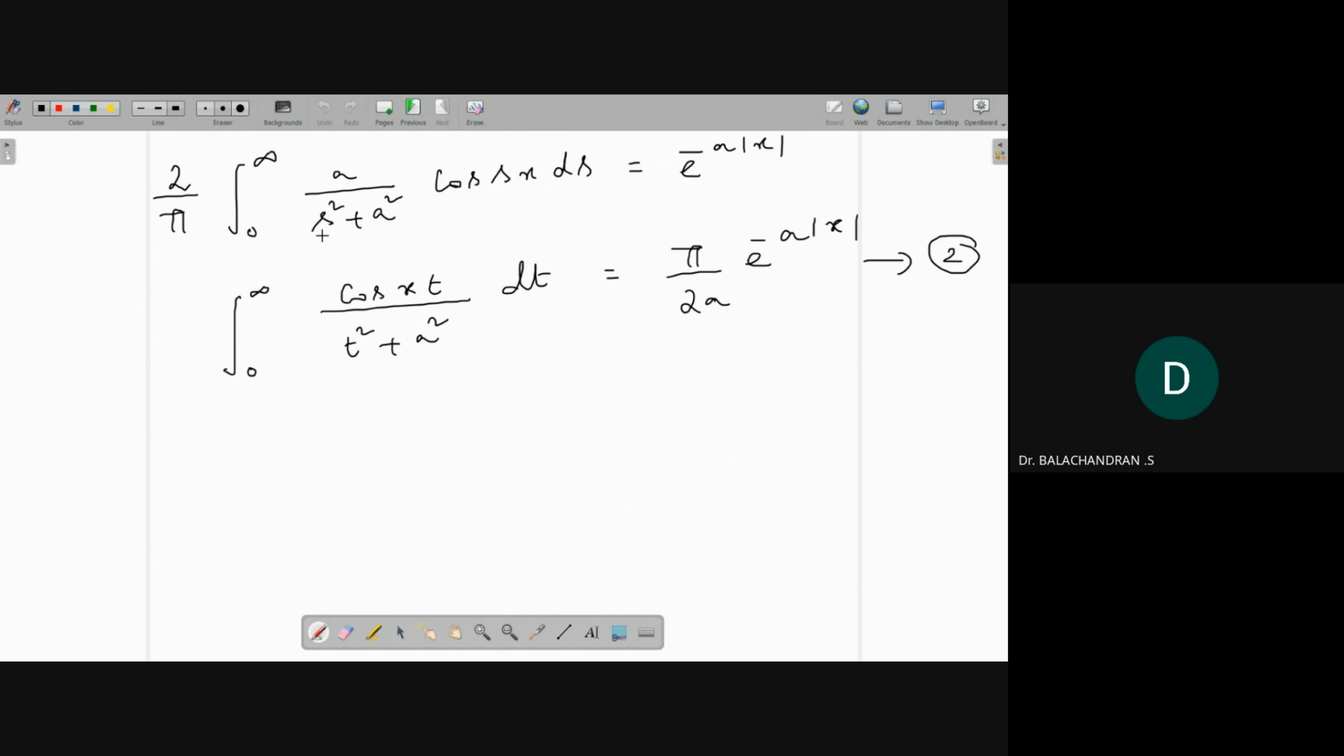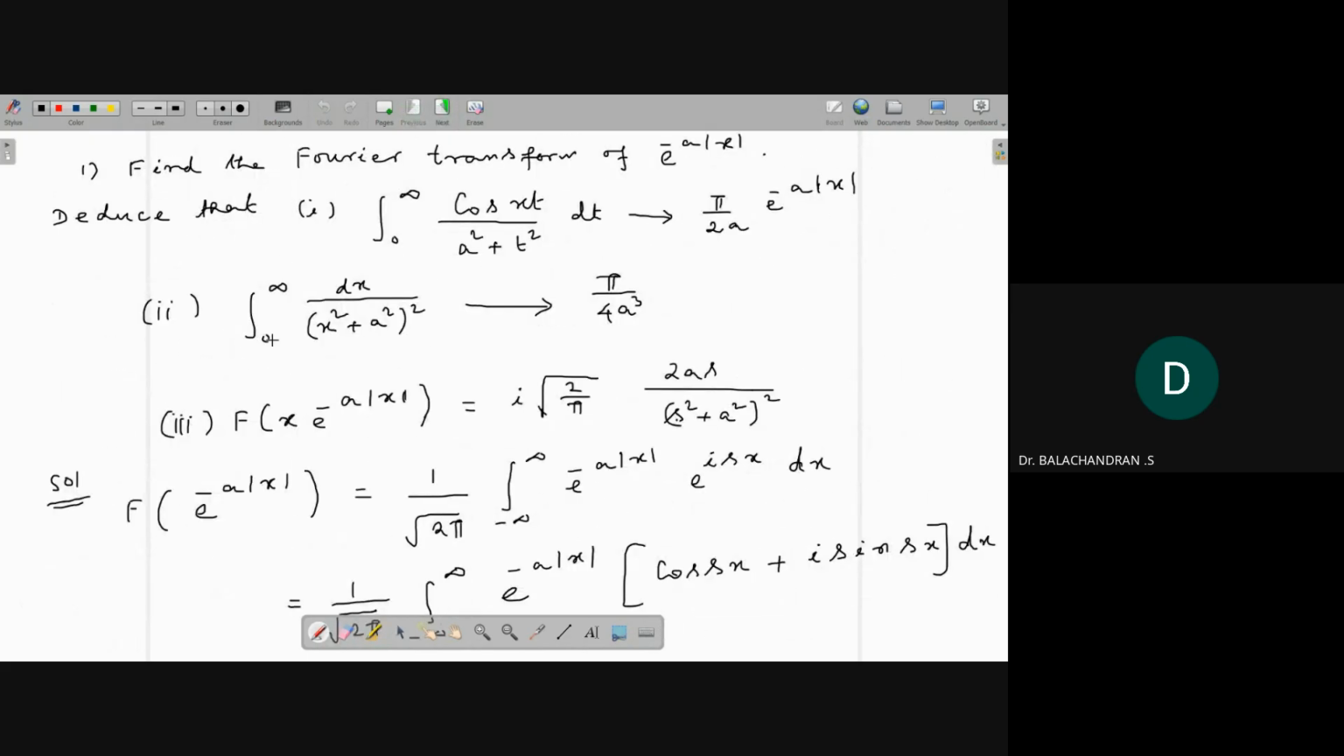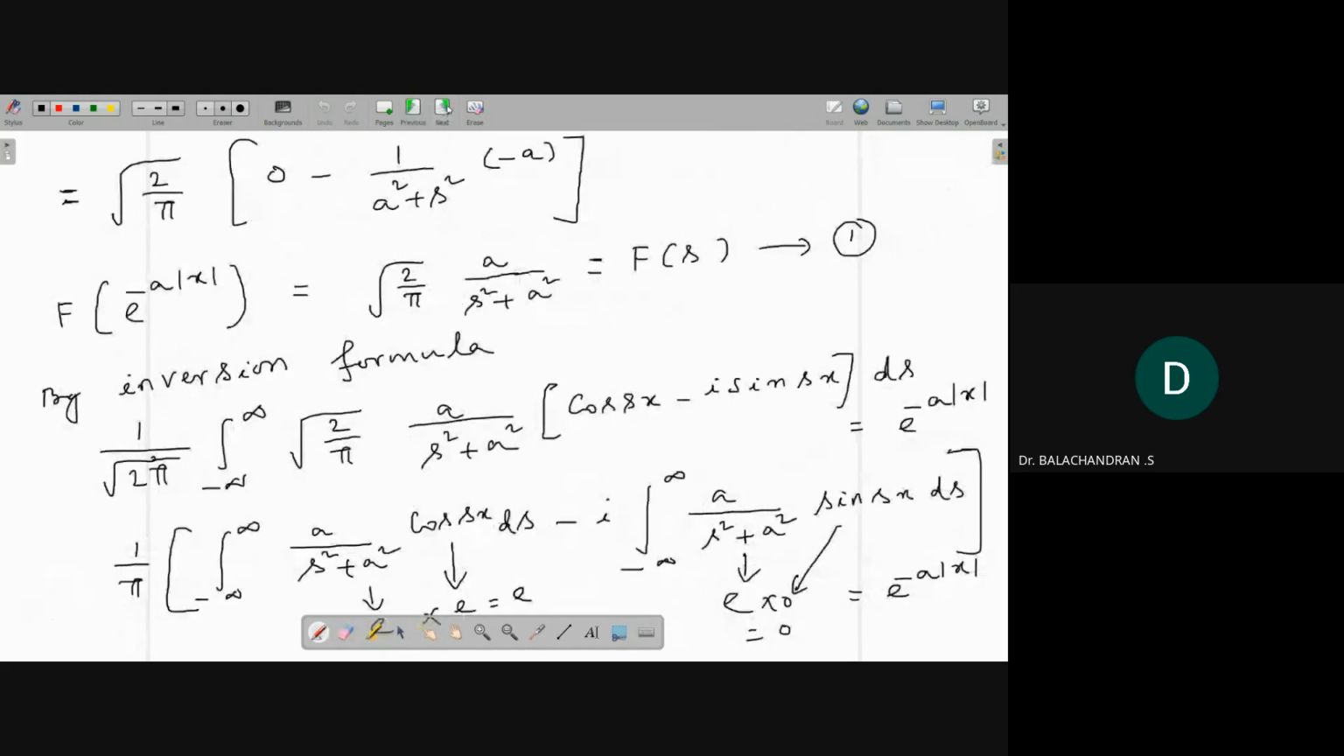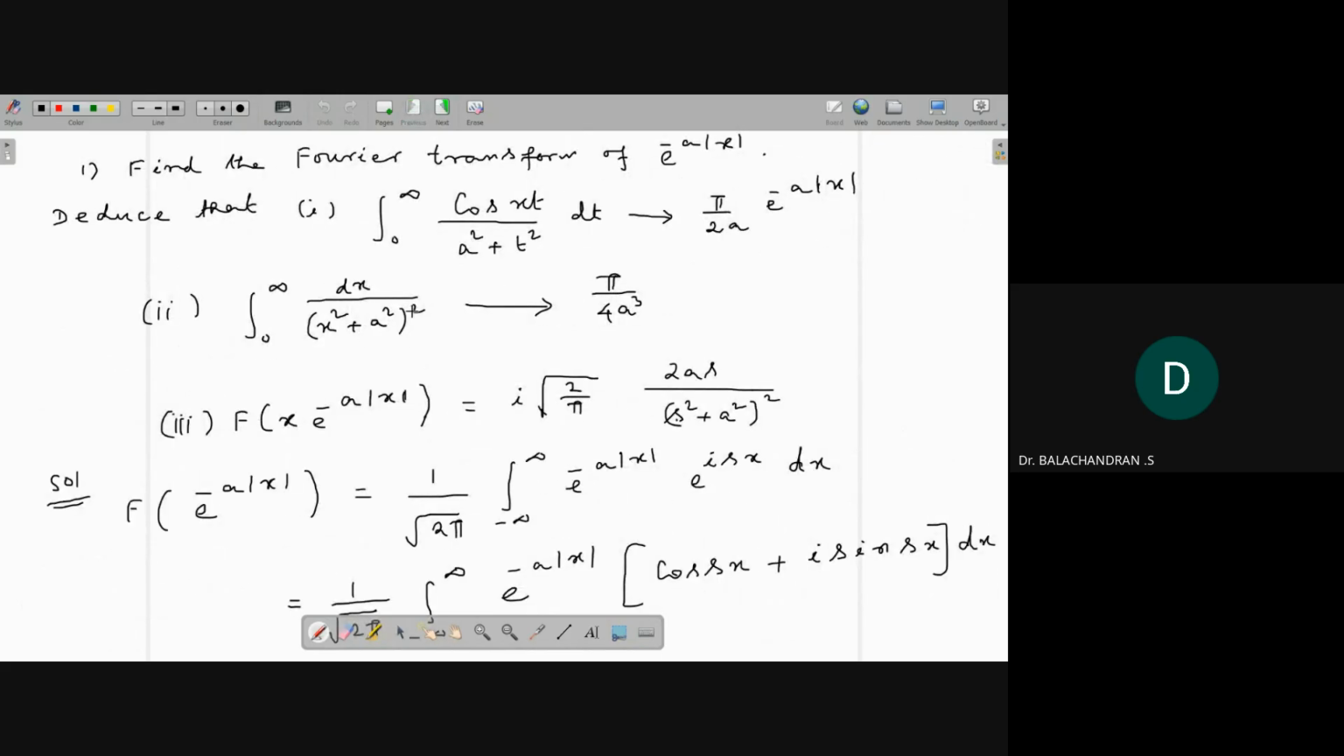The second reduction part is the integral from 0 to infinity of dx by x square plus a square, whole square. Here you can see this is not the square of f of s; f of s has only x square plus a square, but in the reduction part here I have the whole square. So to derive the value of this integral, we should apply Parseval's identity.